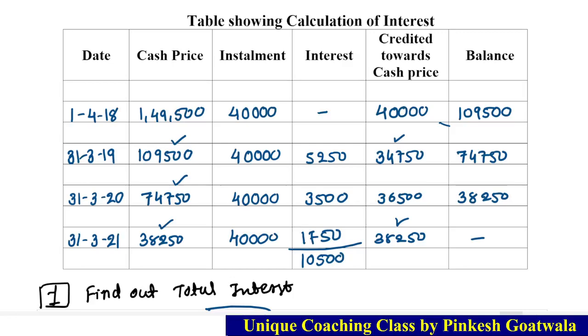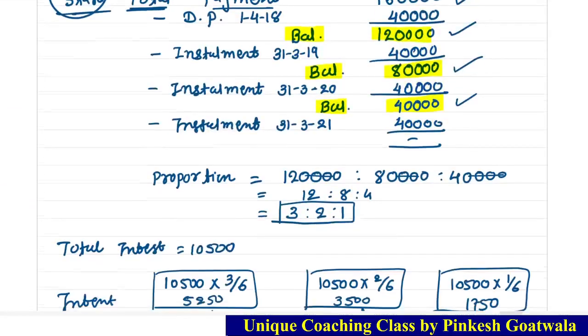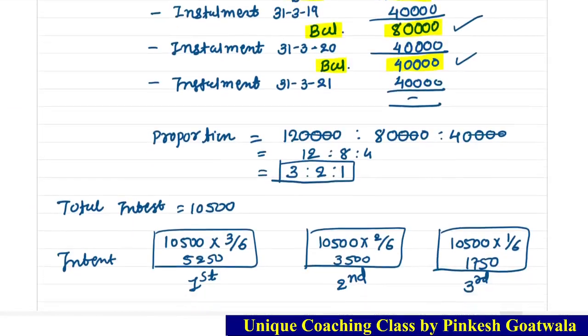So remember this calculation, it's a fixed step. When in a question the amount of interest and rate of interest are not given, just follow this step. You will get the amount of interest directly and easily complete the sum.